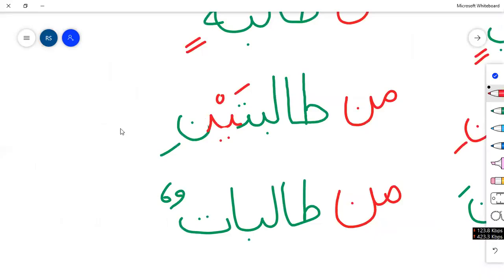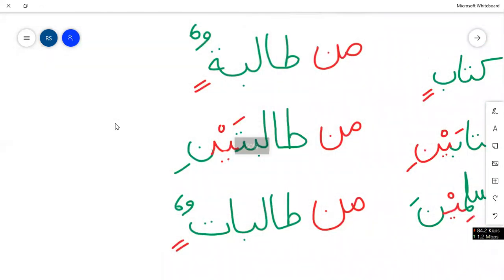So what happened when we add harf jar to jama muannath salim? Talibatin. Sorry. You all can make a screenshot if you want. If anybody has any question, then ask. After that, we will continue our class next time.